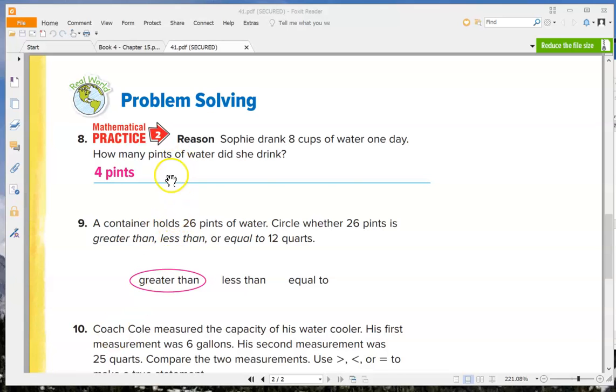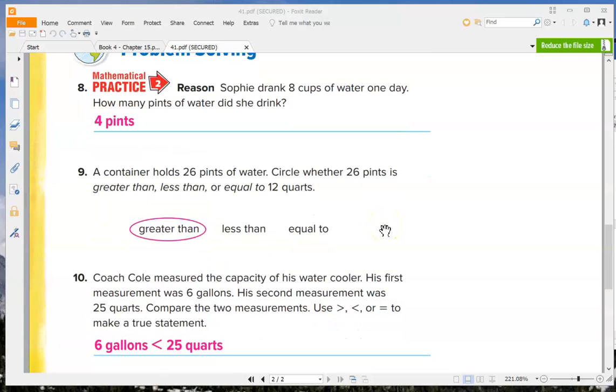Okay, we'll try this one again here. I'm going to take a look at number 8, and the question was how many pints of water did she drink? So I'll just say she drank 4 pints of water. So make sure you have a full answer sentence here: drank, pints, water, 4. We'll go ahead and move on down now to our next one.